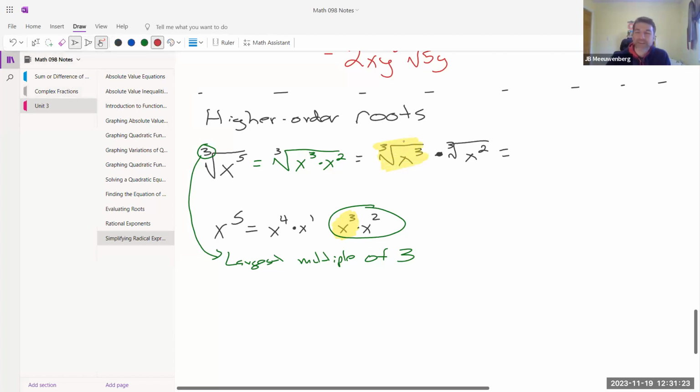Instead of cutting them in half here, we're taking this exponent and dividing it by whatever that root is. We're dividing it by 3. The cube root of x cubed is just x. So the x comes out to the front from here, and this all stays the same, times the cube root of x squared.